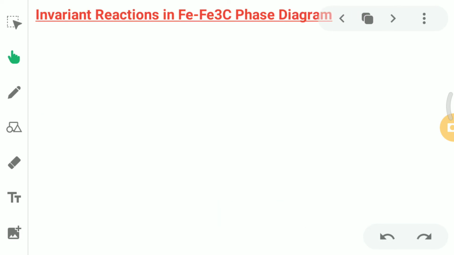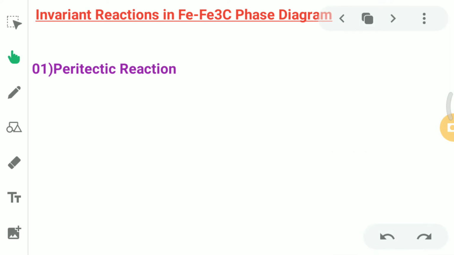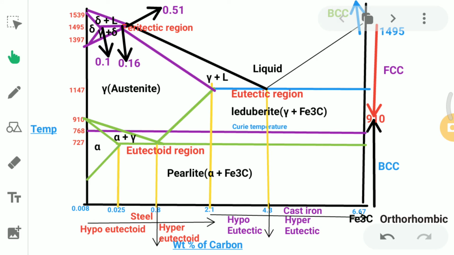Coming to the invariant reactions, in the iron carbide diagram we can observe three kinds of invariant reactions, friends. The first one is the peritectic reaction. The peritectic reaction will be observed here. This is the invariant reaction here: delta plus liquid converts into austenite, friends.